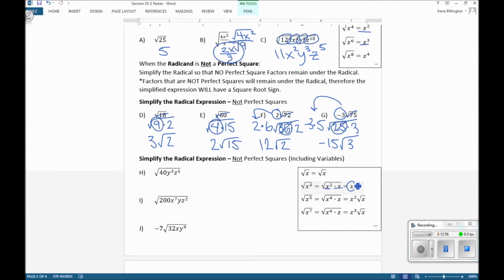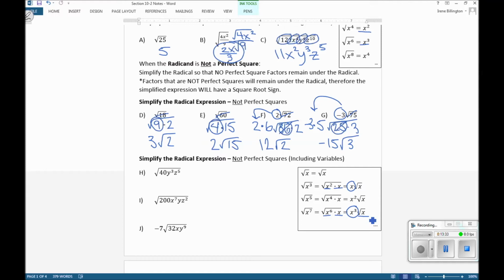So let's look at x to the 7th here. We want to split x to the 7th into x to the 6th times x, so I just decrease by 1. The square root of x to the 6th we know is x to the 3rd, and we have an additional x remaining underneath the square root sign. So anytime that your exponent is odd and you're taking the square root of that expression, you're going to have a variable remaining underneath the square root, just the 1, and you're going to have part of that variable on the outside of the square root as well.